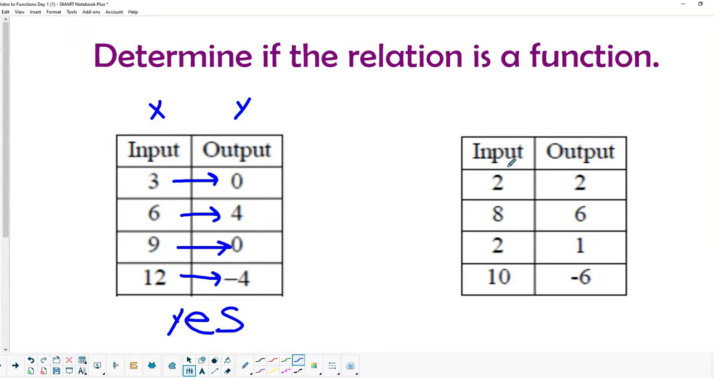On this particular one, the input shows up, number 2 shows up twice in this list. And the output that goes with that input in the first case is 2, in the second case is 1. So something's not working in this particular situation. So this is not a function. Maybe you can look at it by saying it's not functioning properly.